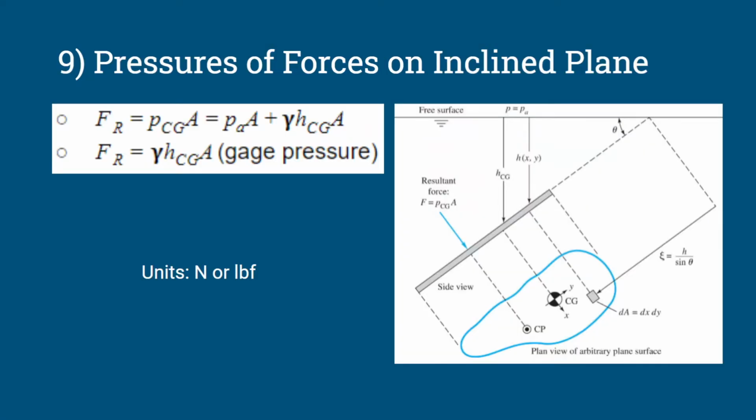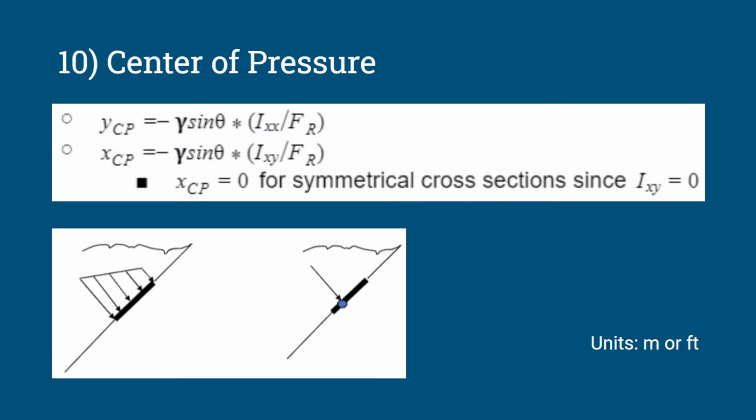For the pressure forces on inclined planes, a lengthy proof yields that the specific weight, the height from the centroid of the plane to the free surface, and the plane area have bearing on the force produced. The formulas on the left show a gauge pressure and a non-gauge pressure version, and in our case, we're working with the gauge pressure version most of the time. This is because the ambient pressure parameter, PA, is ignored because it's usually acting on both sides of the plate.